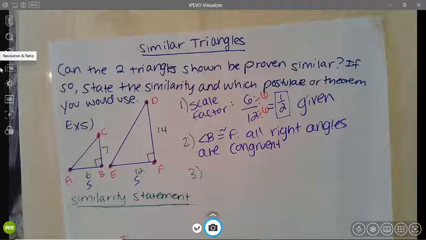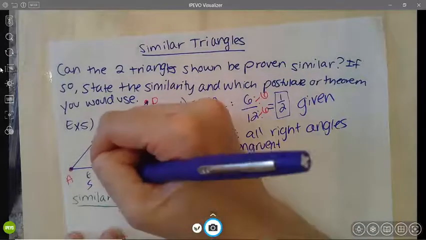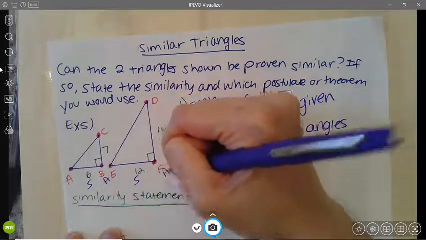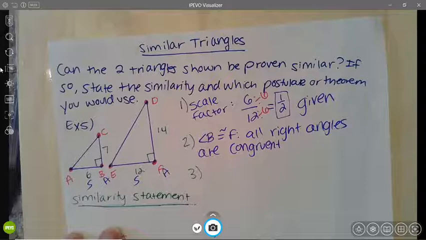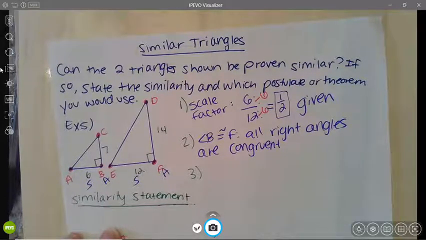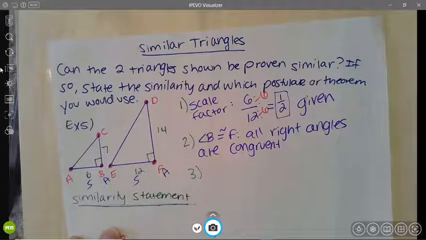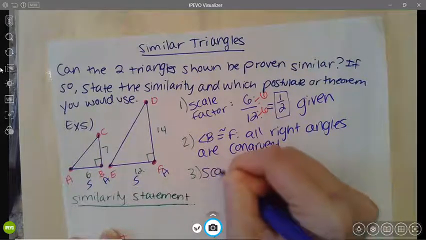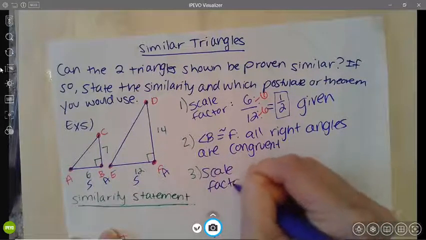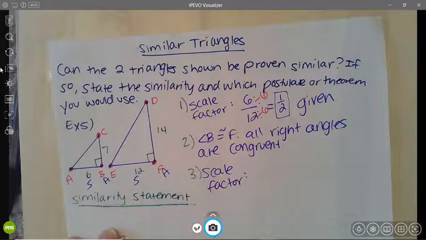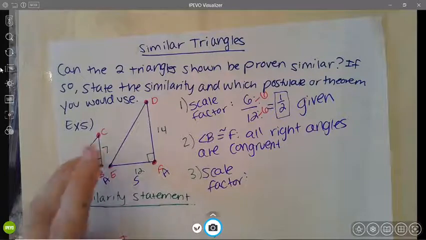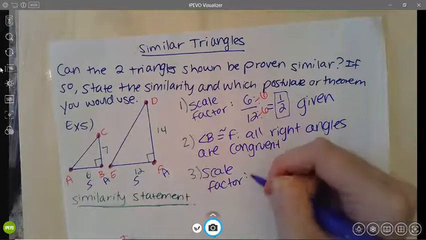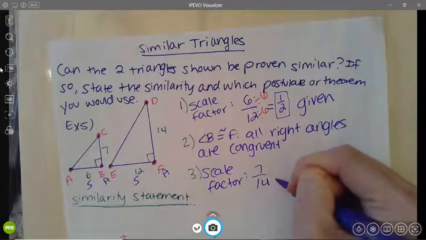Okay, so I have a side. I have an angle. I really hope that my final two sides are proportionate, because if so, my two triangles will be similar by SAS. So let's see what happens. Okay, so I'm going to find my next scale factor. I'm going to compare my two larger sides in my triangle, which are sides 7 and 14. So I'm going to divide 7 over 14.